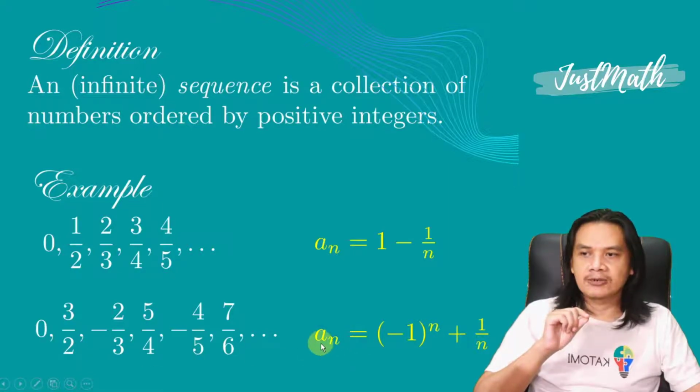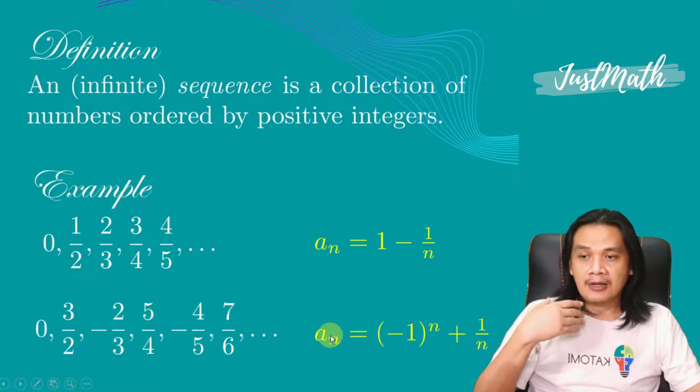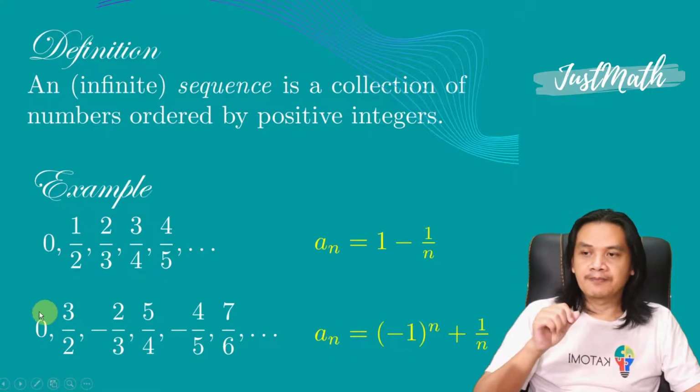When n is equal to 1, we have minus 1 to the power of 1, that's minus 1, plus 1 over 1. Minus 1 plus 1 is 0. When n equals 2, we get 1 plus 1/2, which is 3 over 2, and so on. You can verify that all these terms are satisfied by this formula.